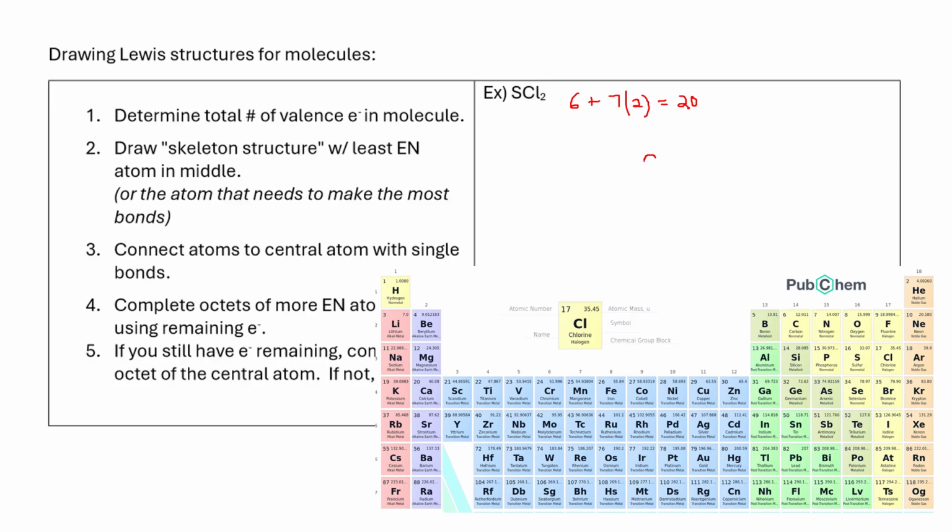So we draw what's called our skeleton structure with S in the middle, and then in this case a Cl on either side, just like that. Okay, so that is step 2. And then it says connect the atoms to the central atom with single bonds. And so a single bond in a Lewis structure for a molecule is just a line that represents 2 electrons. So now we've used 4 more electrons, so now we're down to 16 that we have remaining, right? Because each of these bonds represents 2 valence electrons.